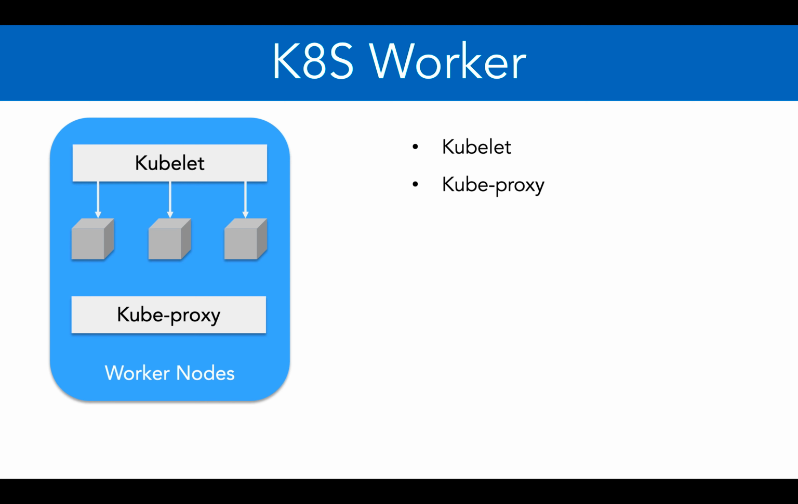Then the other process, or the component which runs in all the worker nodes, is called kubeproxy. So this is a network implementation. What it does is it is responsible for implementing something called Kubernetes service. I have not discussed service yet. We'll discuss it later on. But kubeproxy is responsible for implementing service and the load balancer networking model.